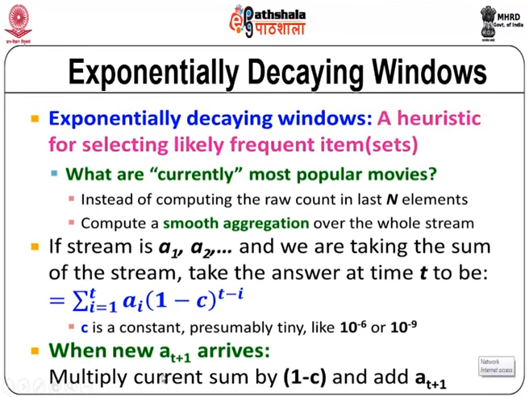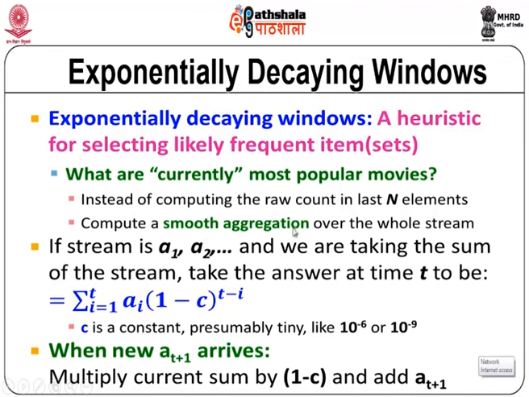The next important topic is exponentially decaying window. Exponentially decaying window is actually a heuristic approach for selecting the likely frequent item sets. Now when you are looking in for a very popular movie and assume this popular movie is the most recently viewed one, then instead of computing the raw counts which is associated to the likes given for the popular movie, you can look in for a smooth aggregation.